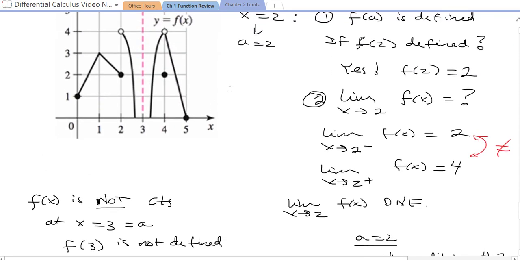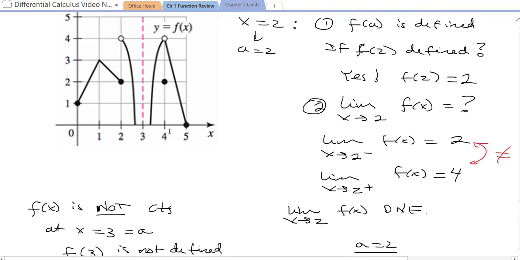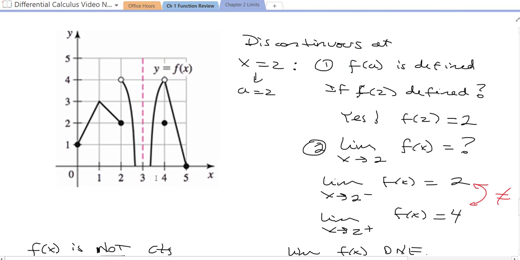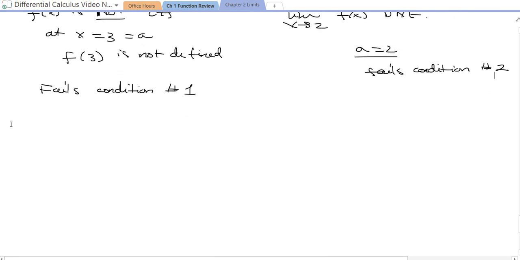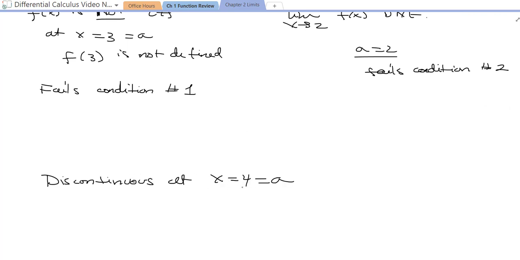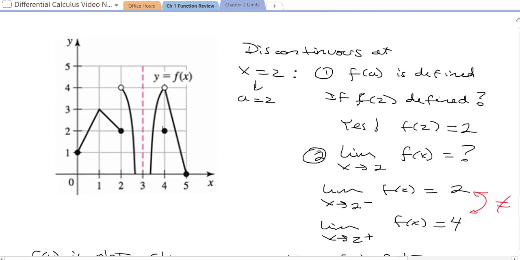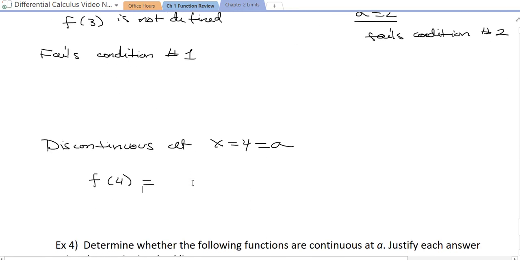And what about at x equals 4? Which condition is failed? Notice that f of 4 is defined. F of 4 is equal to 2. Let's go back to the function. F of 4 is where the solid dot is. So f of 4 is 2. So that one is okay.